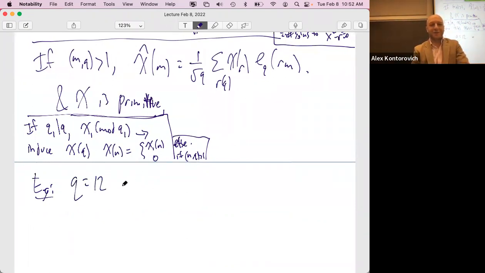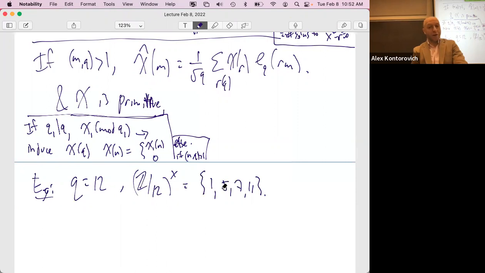So what are the characters? What's the group Z mod 12 cross? It's like 4 elements, right? Not 2, not 3, not 4: 5, 7, 11. Okay. And what's the group structure? 5 squared is 1. 7 squared is 49, which is 1 more than 48, so that's 1. So the structure is Z2 cross Z2. It's the Klein 4 group.